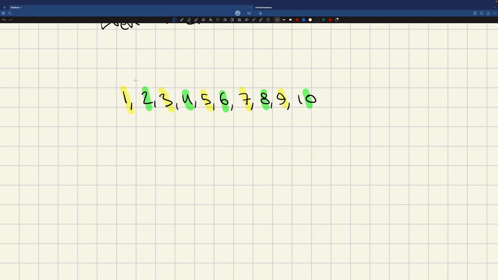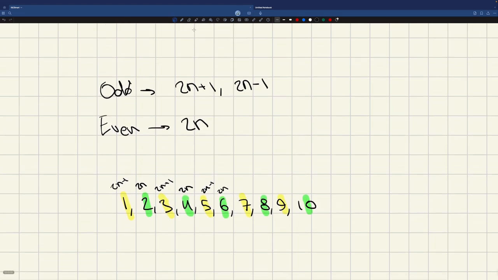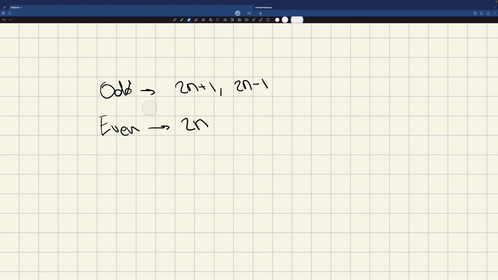So if we can define this as 2n, this will be 2n minus 1, this will be 2n plus 1, and so on. Okay, that's odd and even covered. Now, essentially, most of the GCSE Mathematics proof just goes out of these odd and even definitions. So I will have a proof problem show up on the screen right now.